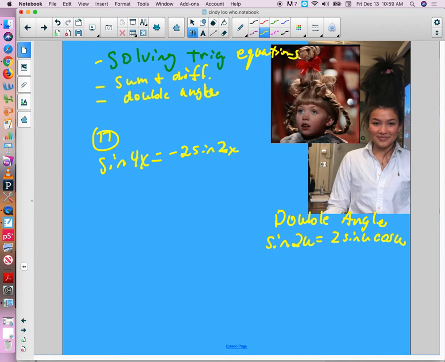What if U is 7? Then what would this be? 14, okay? What if U is 3A? Then what would this be? 6A. It's a double angle identity, okay? So, sine 4x or sine 2x, there's a couple of different ways to look at this.